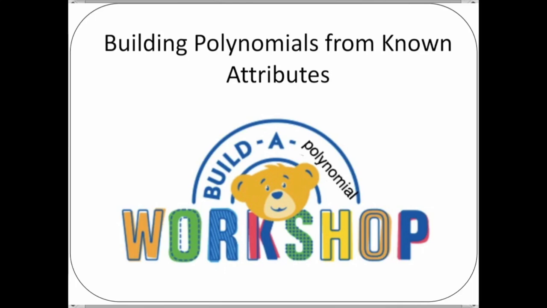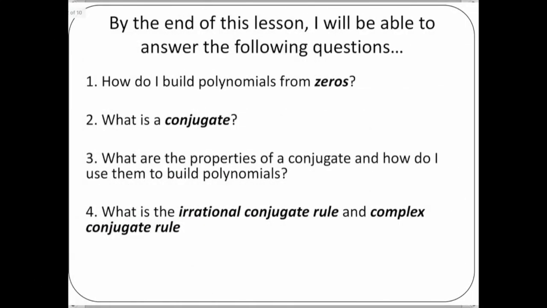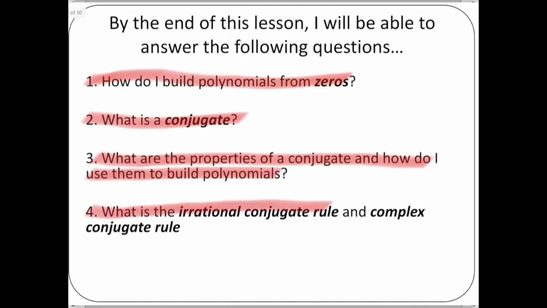So let's get started. Here's what we're going to be doing in this video: how are we going to build polynomials from zeros? We're going to take a look at what a conjugate is, what the properties of a conjugate are and how I use them to build polynomials, and what the irrational conjugate rule and the complex conjugate rule are, and how we use them.